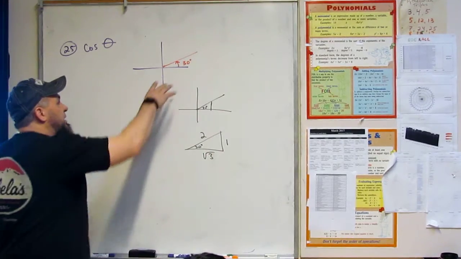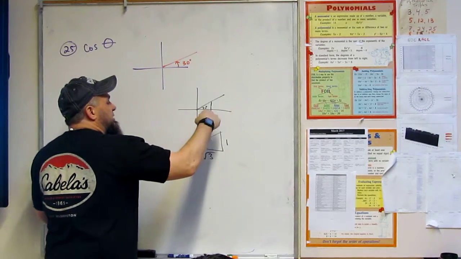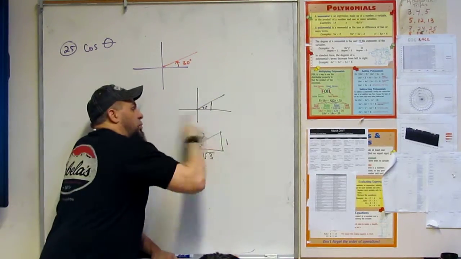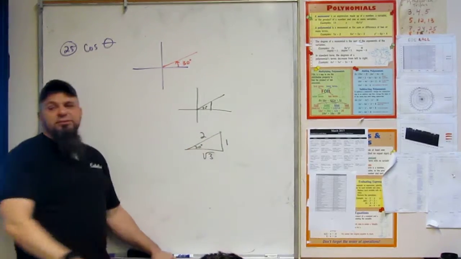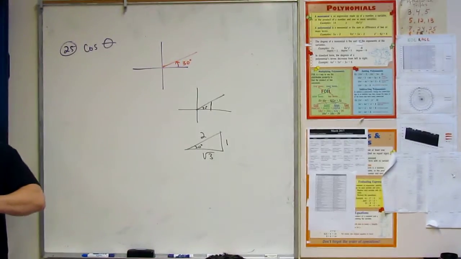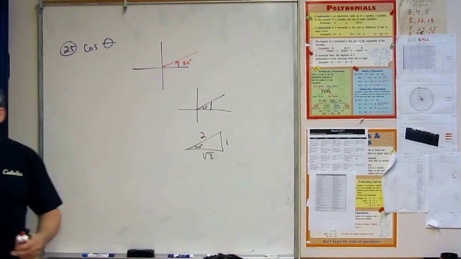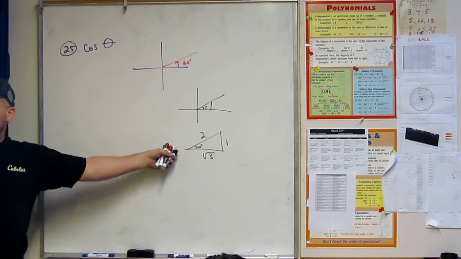Now, we got to look at this and go, oh, okay, this is a positive direction, so this is positive 1. Right is positive, so that's a positive square root 3, right? And the distance is always positive, so the hypotenuse is always positive. So we're good. This is our numbers.